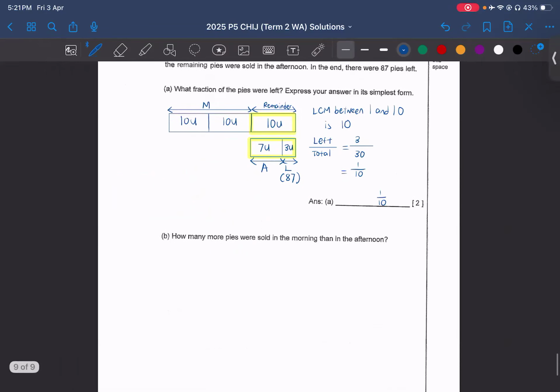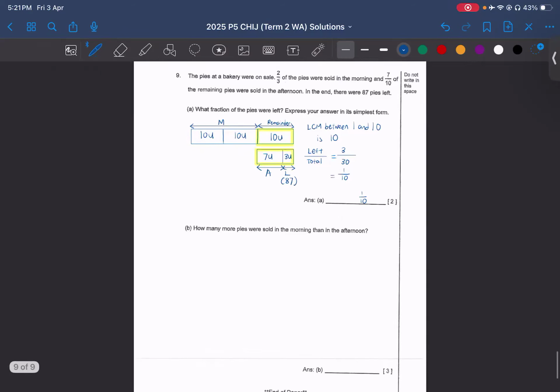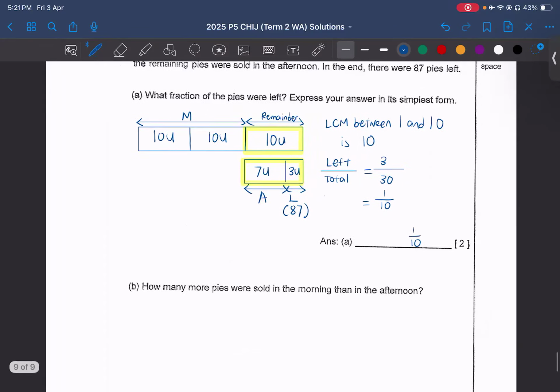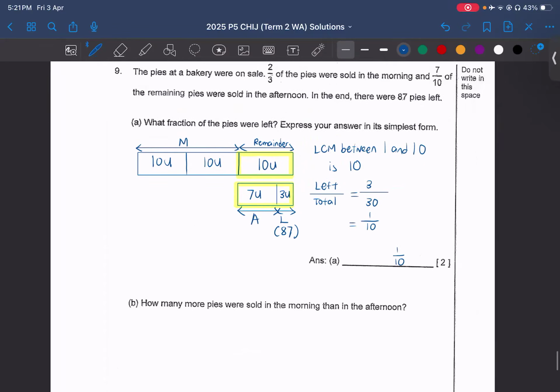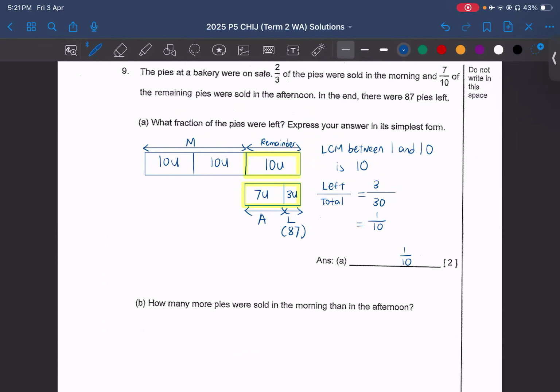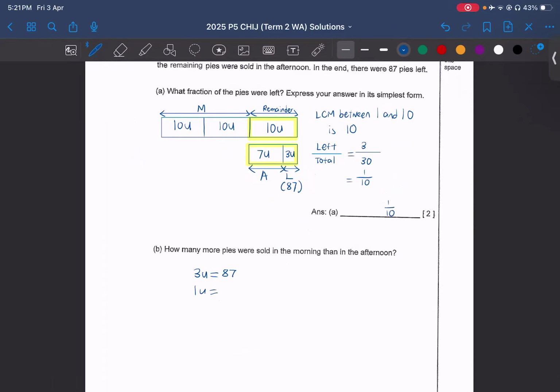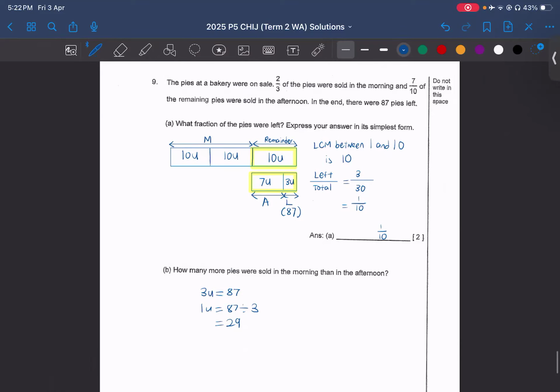Okay. Lastly, for part B, how many more pies were sold in the morning than in the afternoon? We look at what we have left, which is 3 units. And the 3 units that are left are 87 pies. So 3 units equals 87 pies left. Then you can proceed to find 1 unit, which is 87 divided by 3. This will give you 29. So 1 unit represents 29.